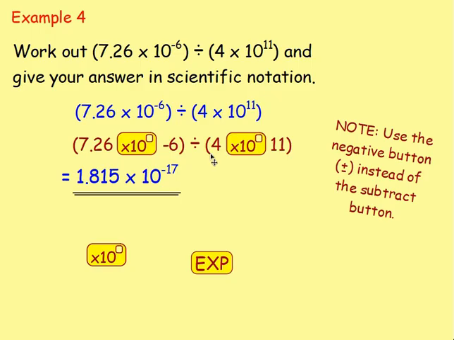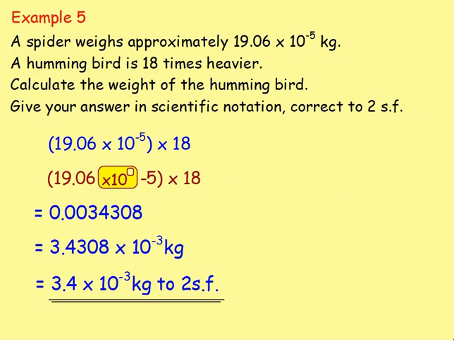Divided by, and in brackets, the 4 times 10 to the power of something. And then 11. Check on your calculator that you are getting this answer. If you're not getting this answer, you need to do something slightly different in your calculator. So work out what it is and remember that.